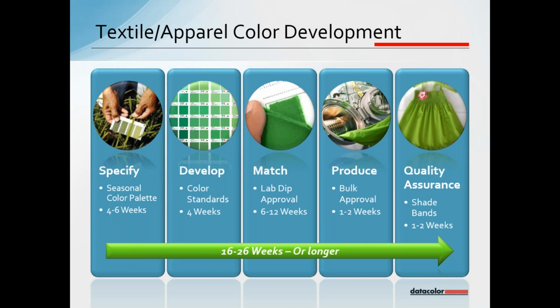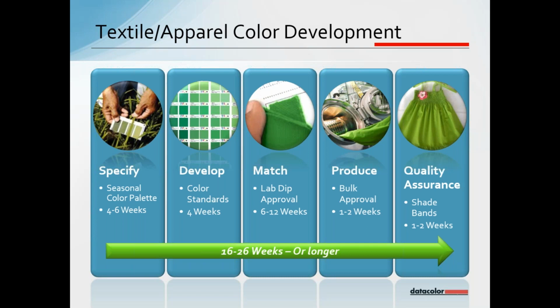Once you have a lab dip approval, then you're going to move into the initial production process where we're going to dye our first production bulk. And that sample is typically going to be compared back to either the approved lab dip or to the engineered color standard, and most likely submitted back to the customer for approval. That process can take 1 to 2 weeks.